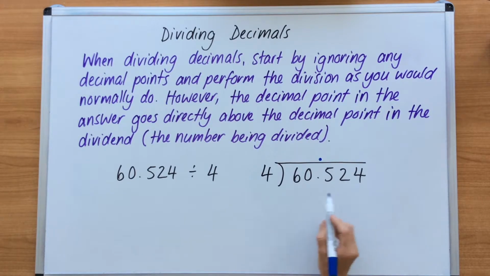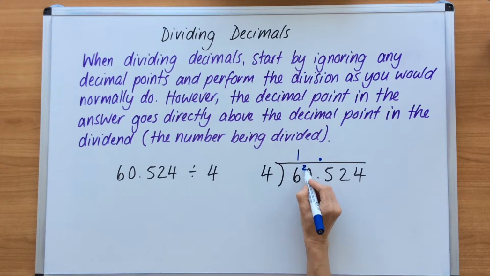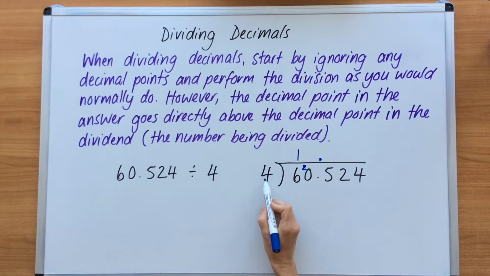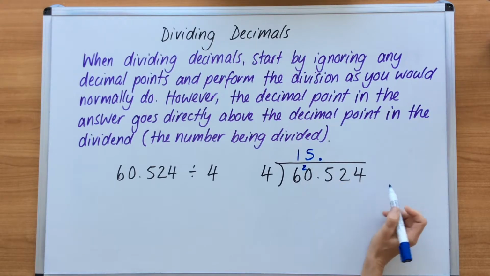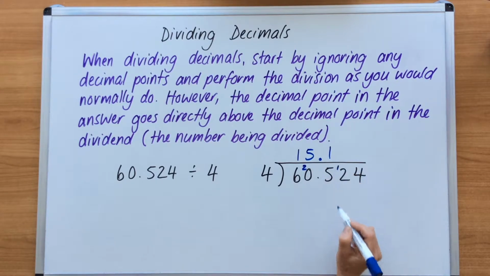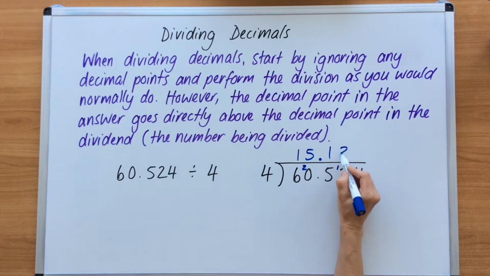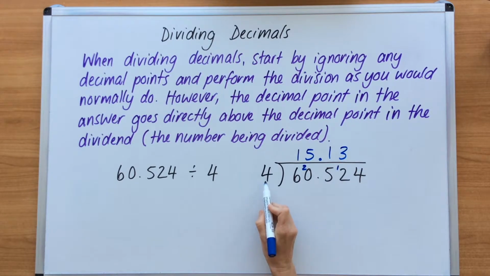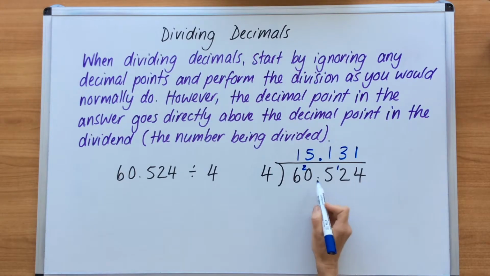So we go, how many times does 4 go into 6? It goes once with 2 remainder. How many times does 4 go into 20? It goes 5 times. We ignore the decimals and continue. How many times does 4 go into 5? It goes once with 1 remainder. How many times does 4 go into 12? It goes 3 times. And how many times does 4 go into 4? It goes once. So we've completely ignored the decimal point as we've calculated this.